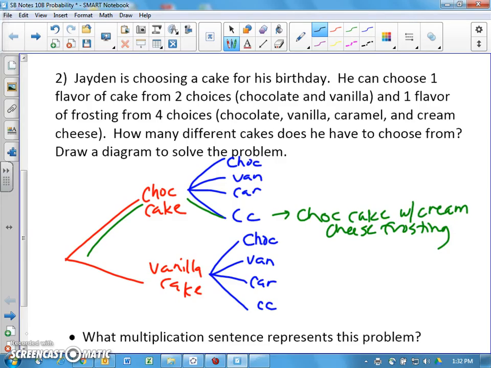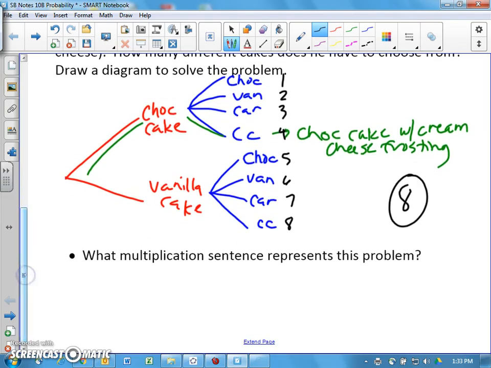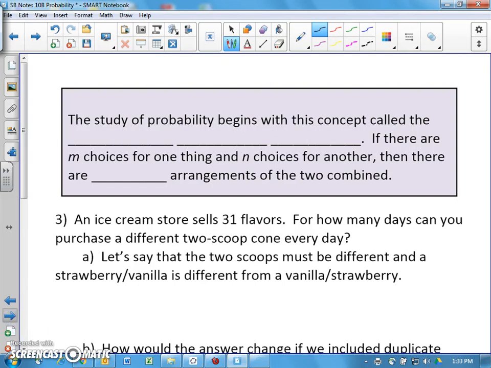So each of these endpoints represents a unique cake. So we would have 1, 2, 3, 4, 5, 6, 7, 8 possible cakes that he could have. If we think about this in terms of multiplication, we have 2 choices of cake and 4 choices of frosting, so using a multiplication sentence, we would have 2 times 4 to get 8. And this is what leads us to our fundamental counting principle.